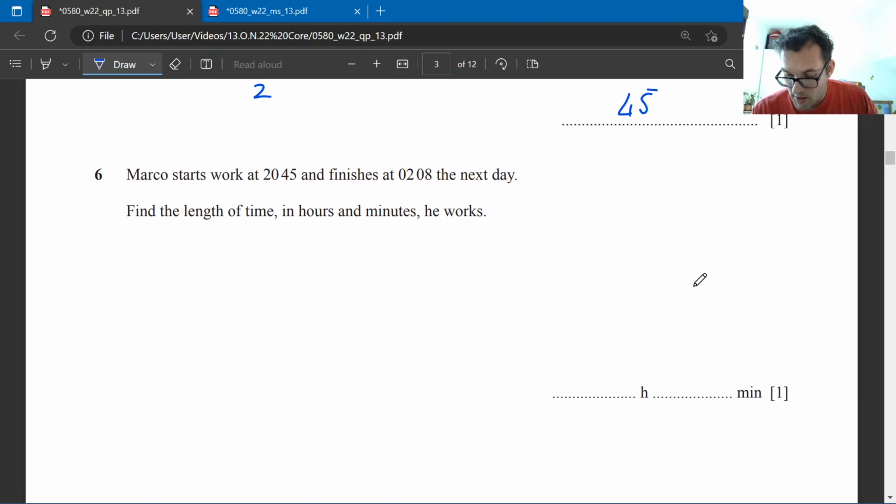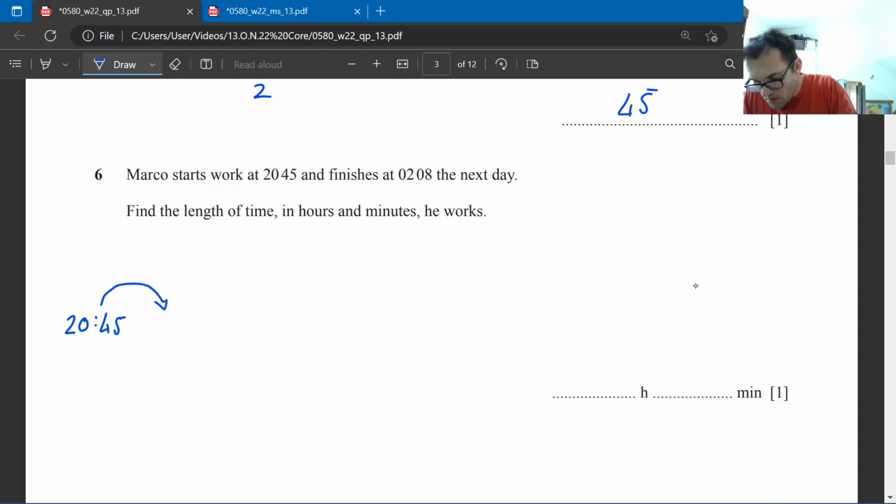Marco starts working at 8:45 in the evening and finishes at 2:08 in the morning the next day. He's got a weird job, night shift he's doing. So the number of hours and minutes. So let's do the leapfrog method. So he starts working at 20:45.